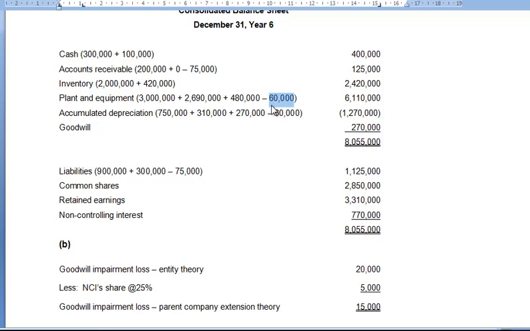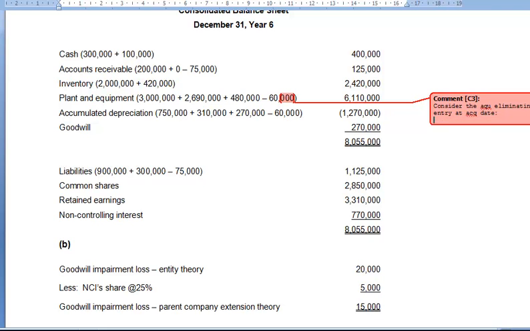If you wanted to think of it in this area and this area here in terms of an eliminating entry at acquisition, you could think of it this way. The acquisition eliminating entry at acquisition date. Remember, we did the acquisition eliminating entries before. They are in the appendix of your text. I don't require that you do them if you're not asked to do them, but you have to consider that piece.